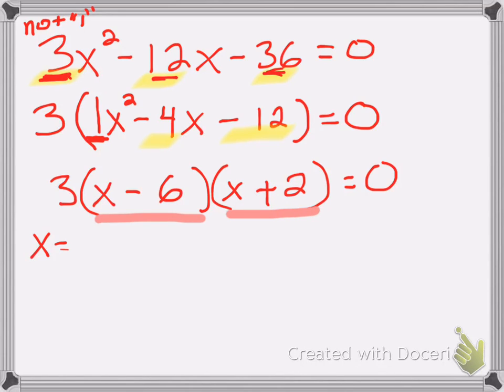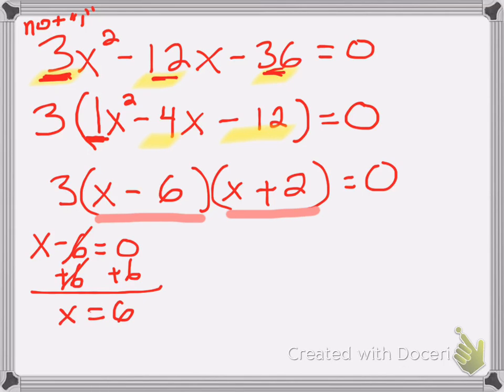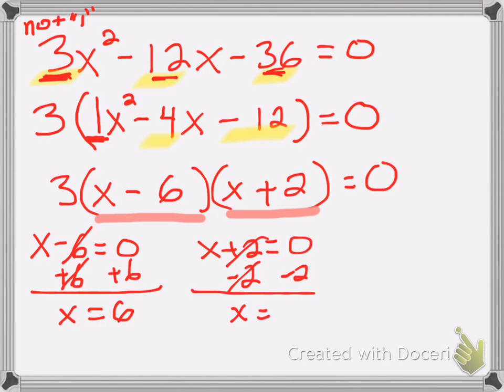Now, x minus 6 equals 0. Let's do the opposite here and go ahead and get that 0 because this is going to be one of my answers. X equals 6. Let's do this right here. X plus 2 equals 0. Minus 2 to both sides. X equals negative 2.